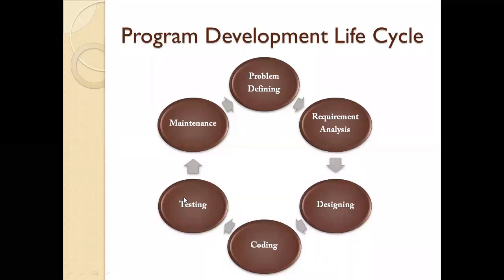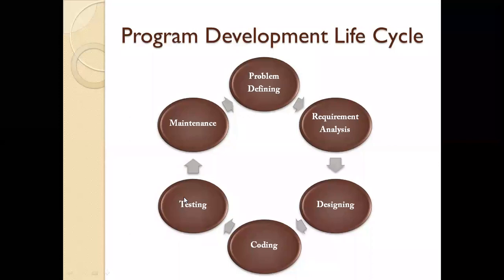And after maintenance, we come back to the problem again. That is why it's a cycle, because maintenance means maybe at the time of maintenance, I realized that I need one more variable to solve any other problem.